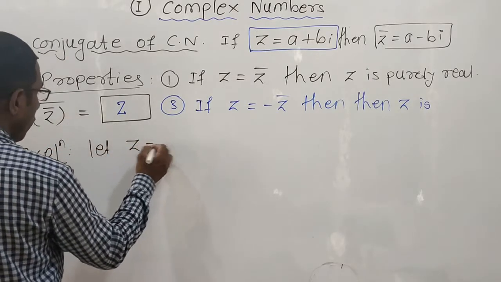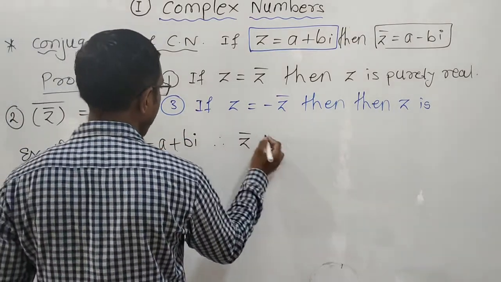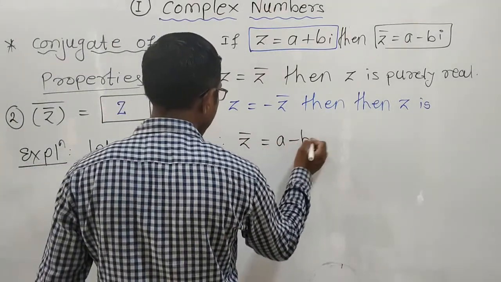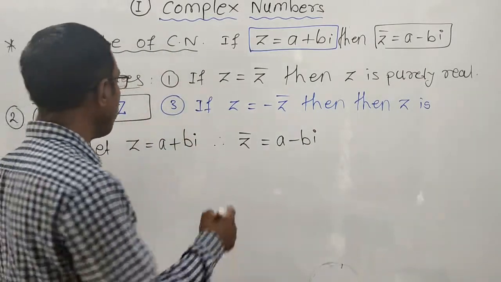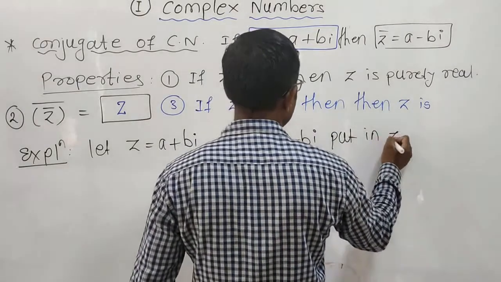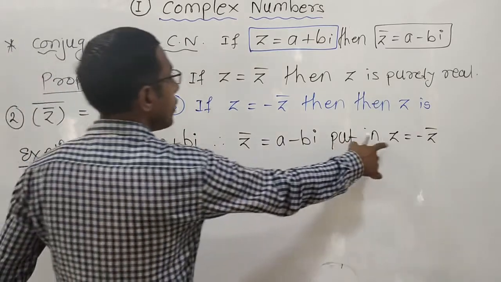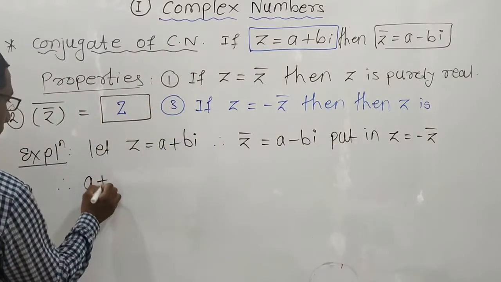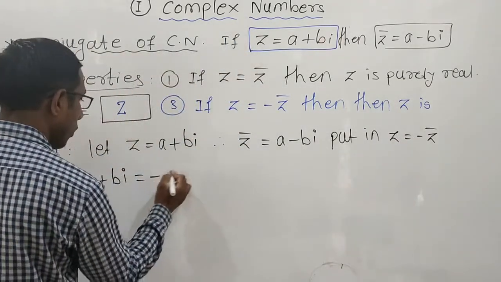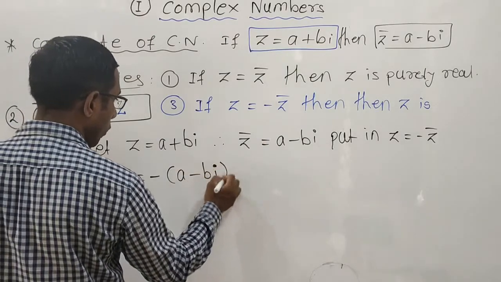Let z is equal to a plus bi. Therefore, what is z bar? z bar is a minus bi. Put in the condition, z is equal to minus z bar. Therefore, what is z? It is a plus bi is equal to negative, and z bar is a minus bi.